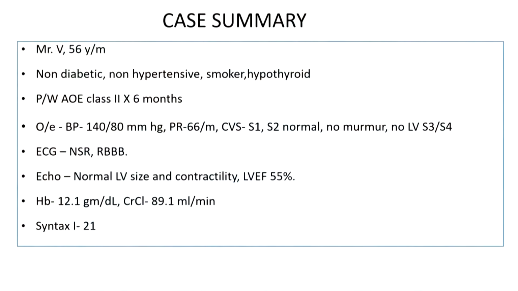He's a 56-year-old gentleman. He's non-diabetic and non-hypertensive, a chronic smoker. He presented with class 2 angina for the past 6 months. His ECG showed only right bundle branch block, and on echo, LV function was normal. His baseline investigations were normal, with normal hemoglobin and creatinine clearance of 89. His angio was done because of symptoms despite optimized medical treatment. Can we have the angio, please? Just show me the angiogram.